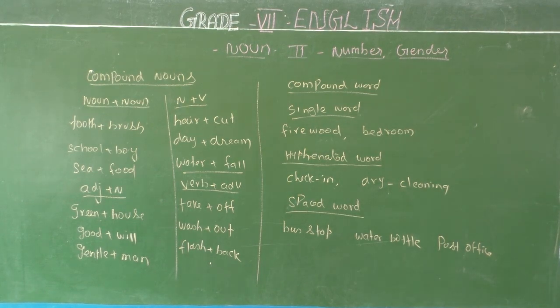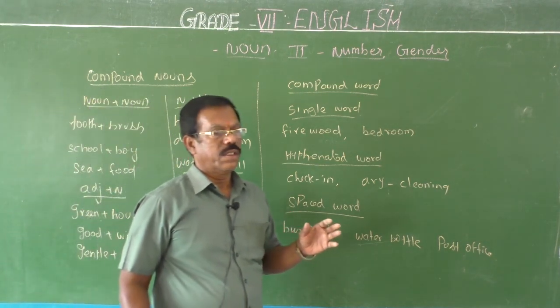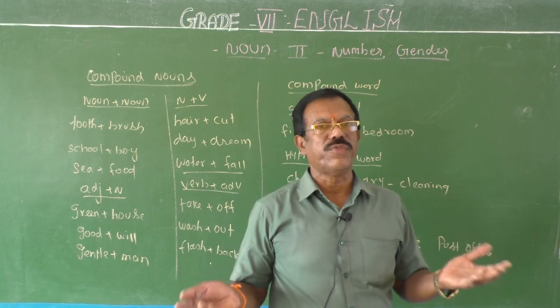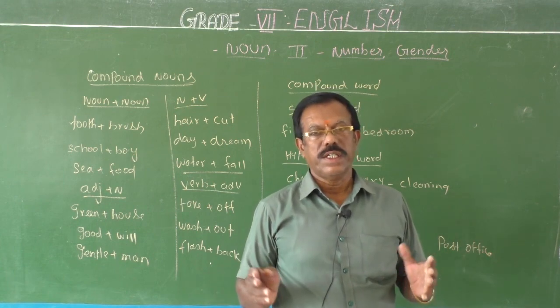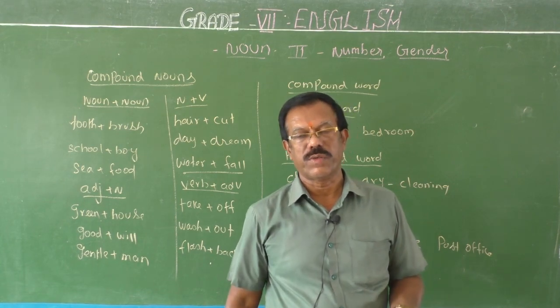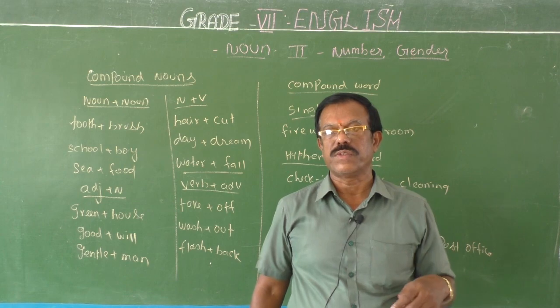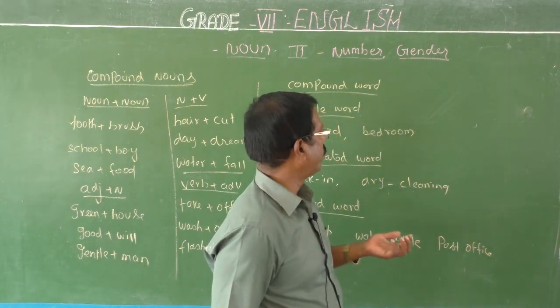Compound nouns. Okay, children, what do you mean by compound nouns? Compound nouns are generally formed by taking together two different nouns. Any two different nouns can be joined together to form a compound noun. But see, so many elements are there in the compound nouns.